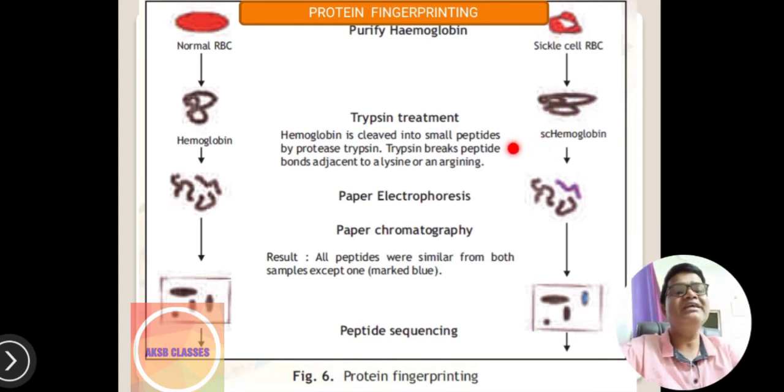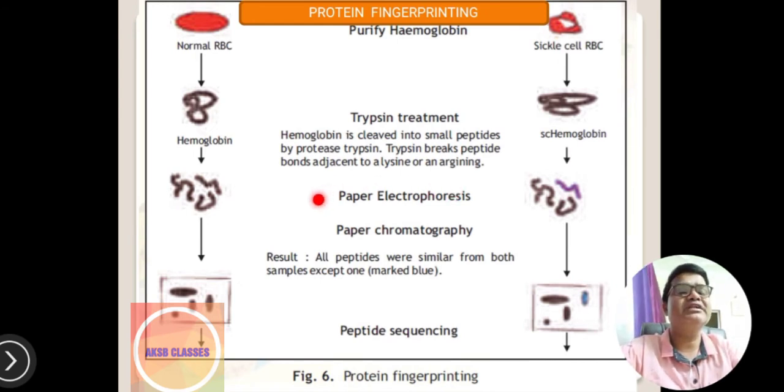There is one enzyme that is known as trypsin. So you must know trypsin always cuts where there is a lysine or arginine present at a position in the polypeptide chain. Only at the position of lysine or arginine will trypsin cleave the peptide bond, and we get different fragments of the polypeptide chain of the hemoglobin, one from normal hemoglobin and one from sickle cell hemoglobin. Then we proceed for separation.